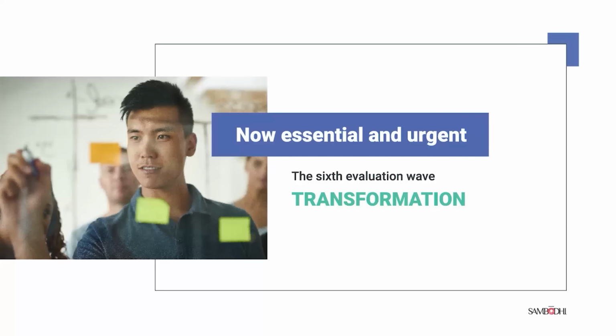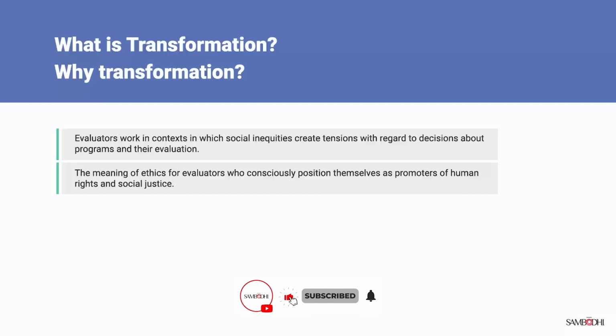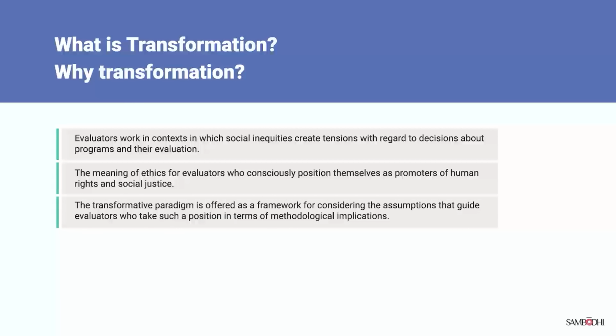Before we can understand the 6th wave, we must talk about the meaning of transformation in the first place. Evaluators work in situations where social inequalities make it hard to make choices about programs and how to measure their success. For this reason, the definition of ethics is important for evaluators who consciously position themselves as promoters of human rights and social justice. To help with these kinds of big choices, the transformative paradigm provides a way to think about the assumptions that guide evaluators.